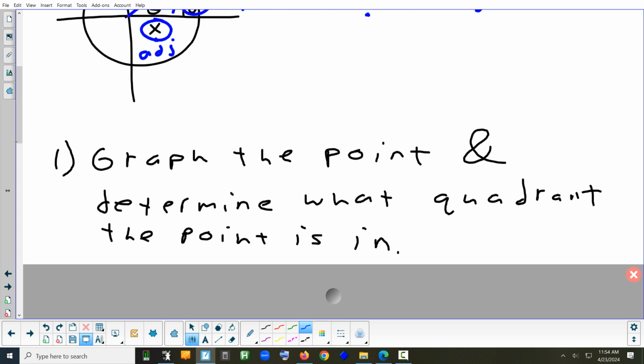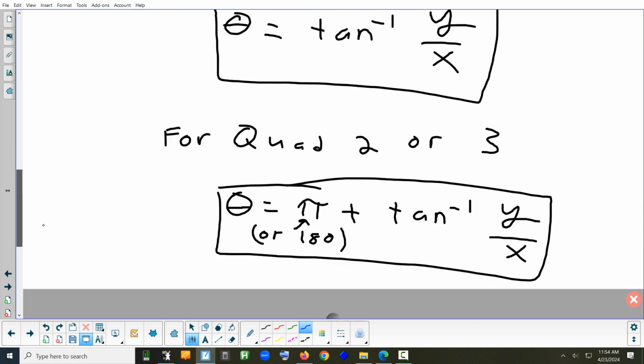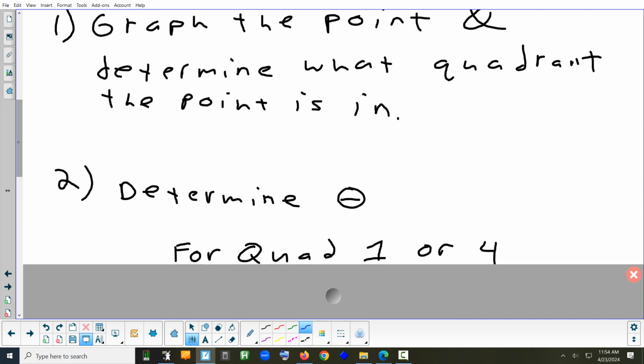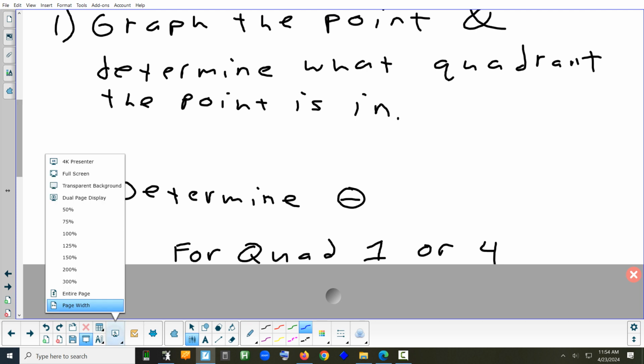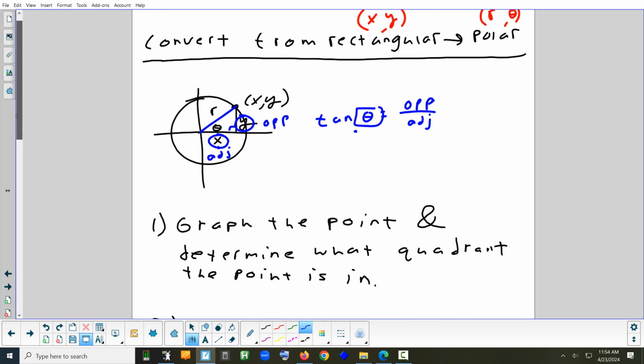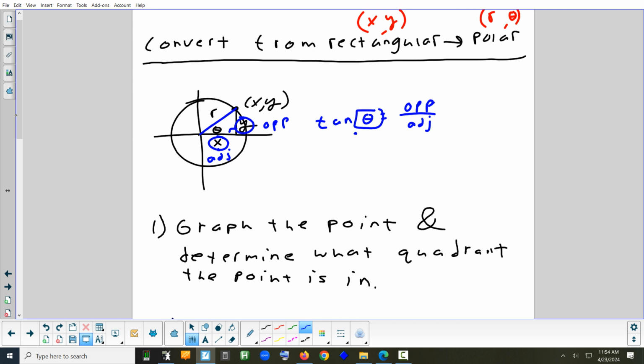So the first thing we have to do, you don't really have to graph it, as long as you can figure out what coordinate your point is in. Because when you're finding your angle, it does matter the quadrant you're in. If you're in quadrants 1 or 4, you can do exactly what we just said. It's the arctangent of y over x. It's exactly what we wrote down right up here. Inverse tangent of opposite over adjacent, y over x.